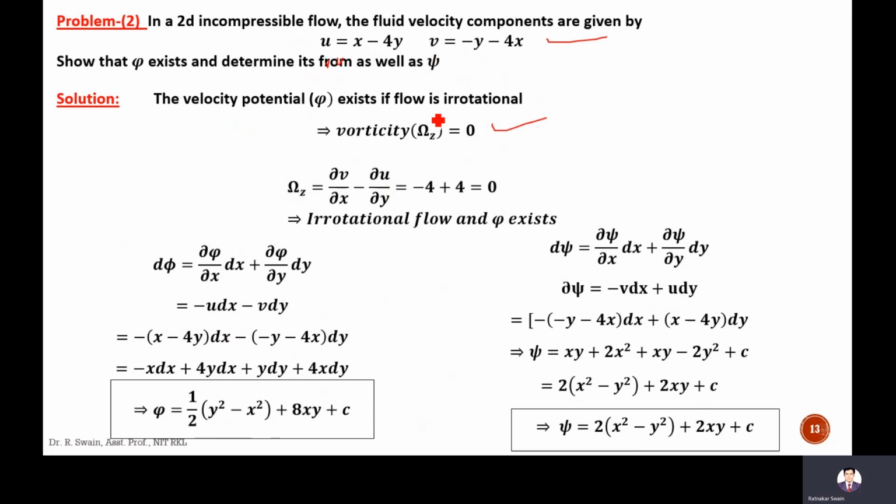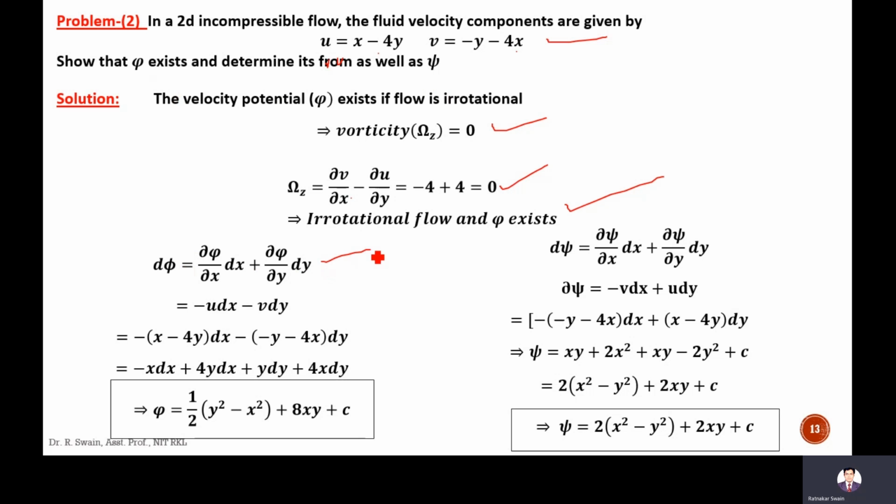So here u and v are given. If we derive this, you take the derivative of v with respect to x, it will give you minus 4. Then the other term will give you plus 4. Minus of minus is plus 4. So it will be 0. That means irrotational flow and phi exists.